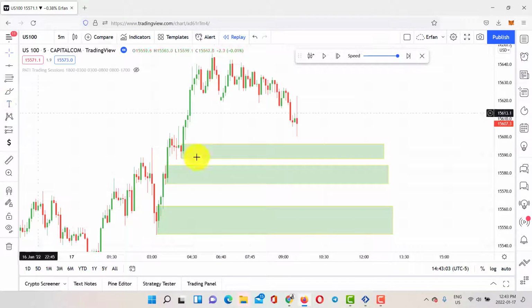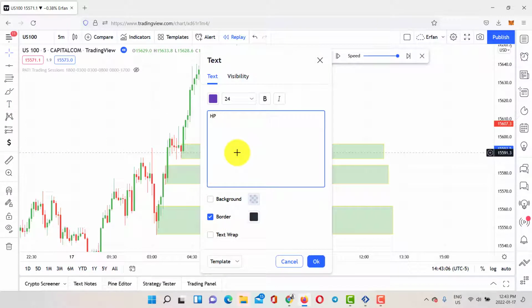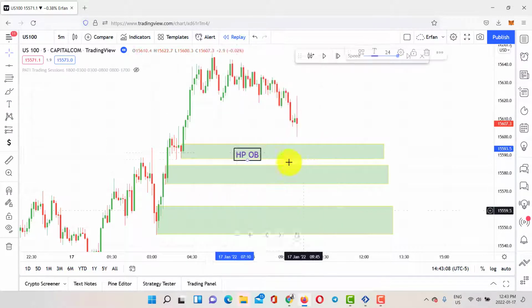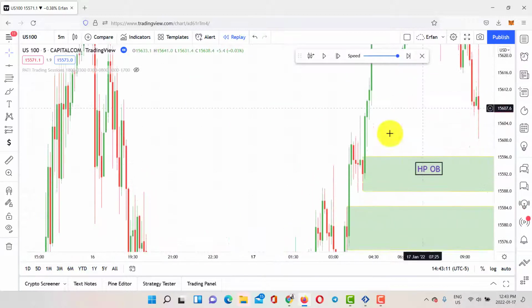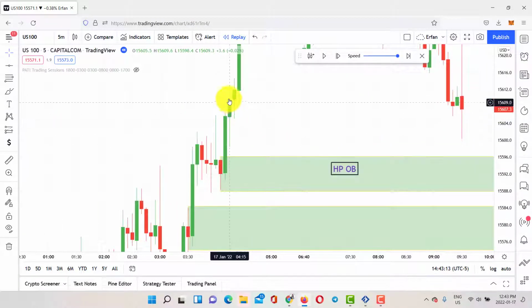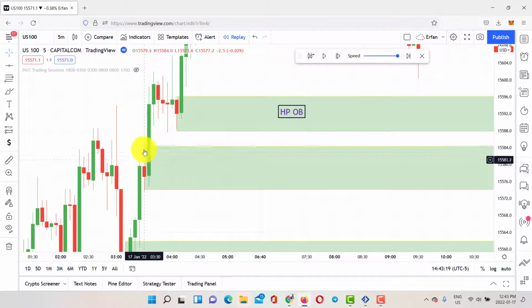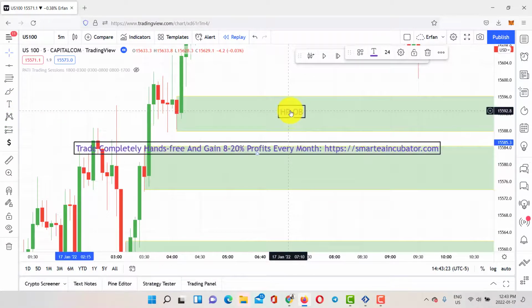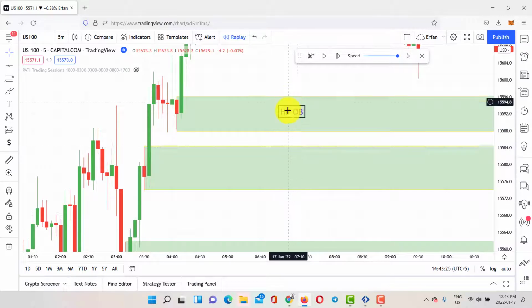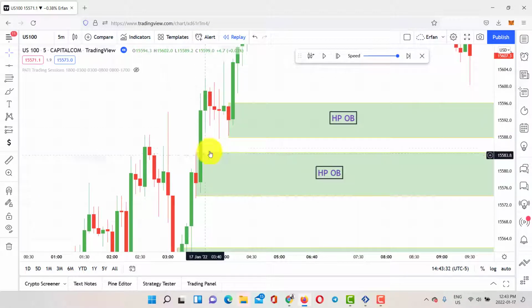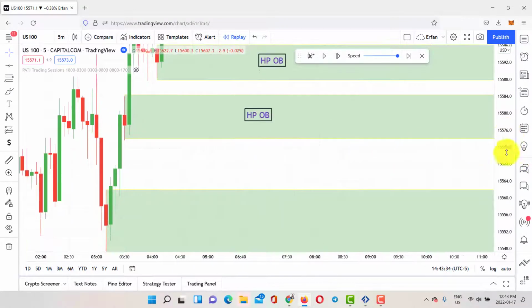This one is a high probability order block, and the reason is that we have a huge gap in between. After this red candle, we had a huge spike towards the upside, and the next candle never tapped into this zone. That's why we have a gap here, and it's making it a high probability order block. This one is the same thing. We have a high probability order block. The price spiked towards the upside, and we never tapped into this zone. That's why it made it a high probability order block.